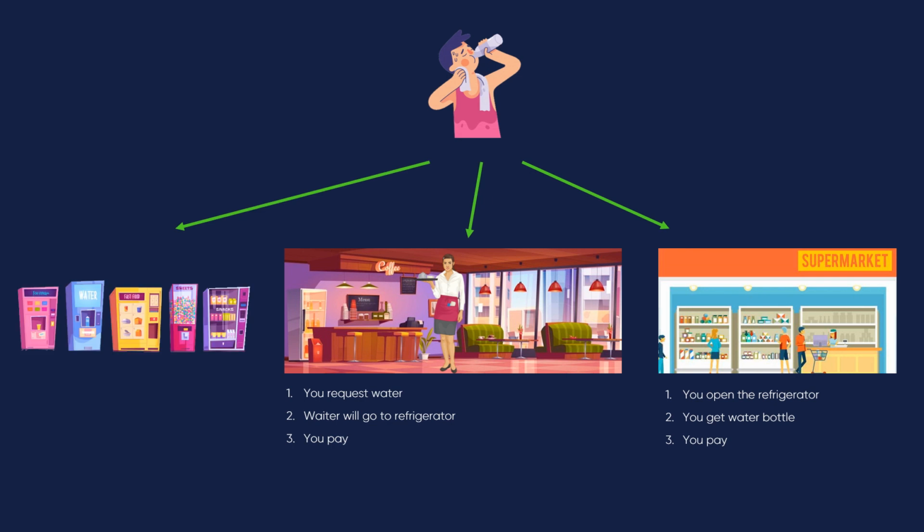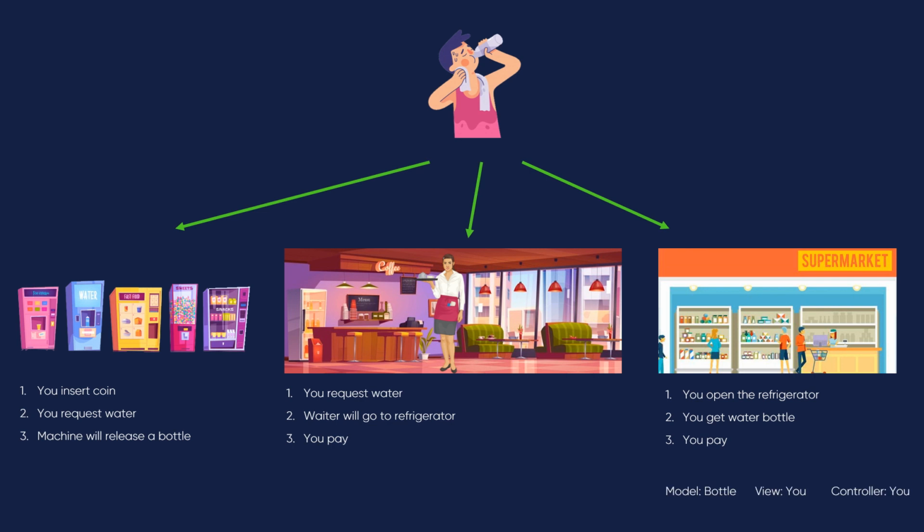The third way is going to the vending machines at the gym or any place and you request from the water machine to give you a water bottle. So you insert the coin, you request water, and the machine will release a bottle. These are the three concepts. These are the three different ways.